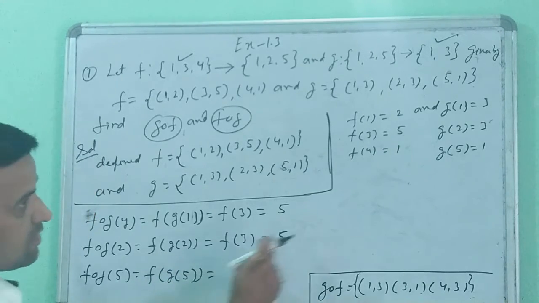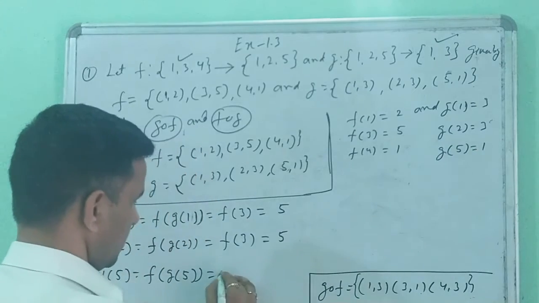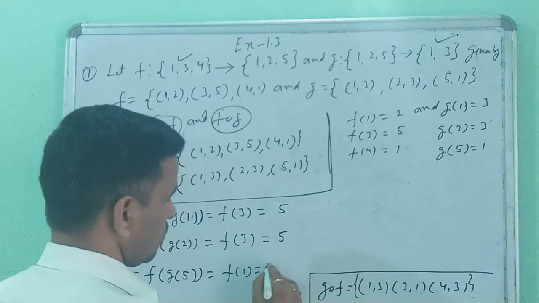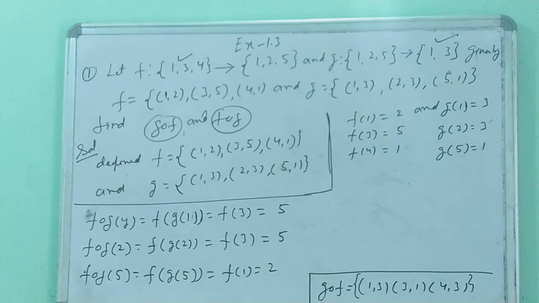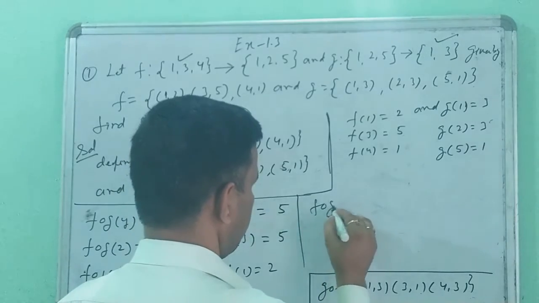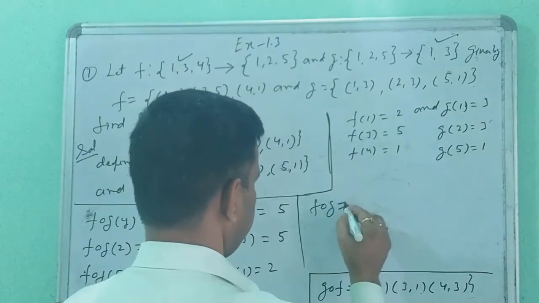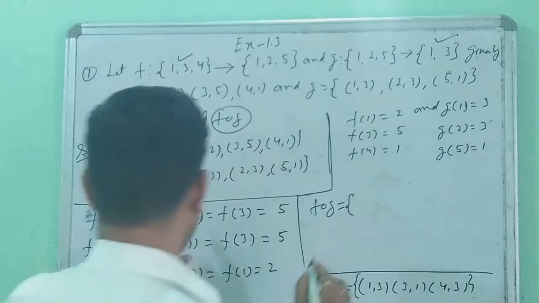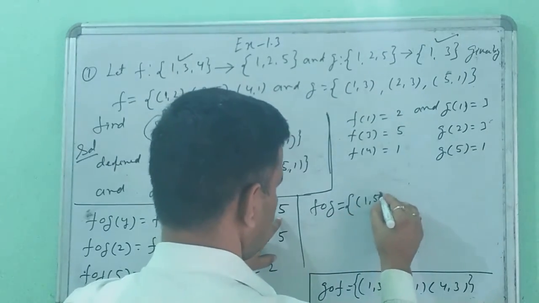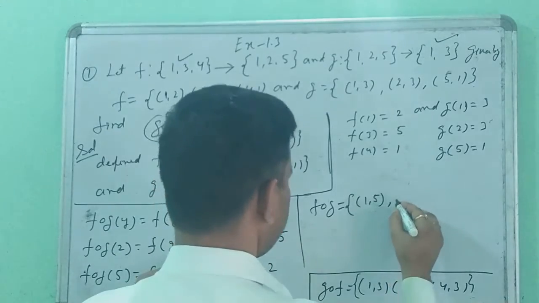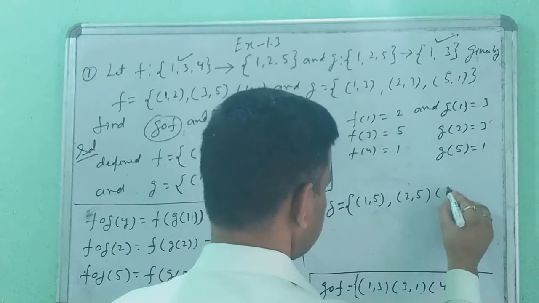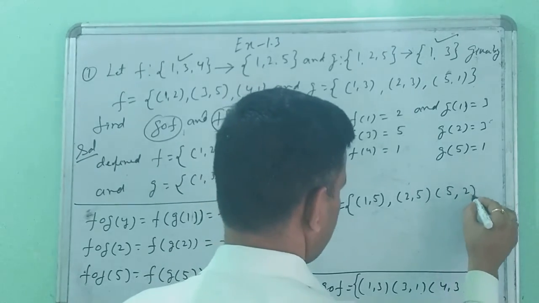Now check G5 here. The G5 value relation is 1. Then you get F1; you check F1 and the relation is 2. So now you check this. What is the result of FOG? The inverse relation of this: 1 has relation to 5. Next, 2 has relation to 5, and 5 has relation to 2.